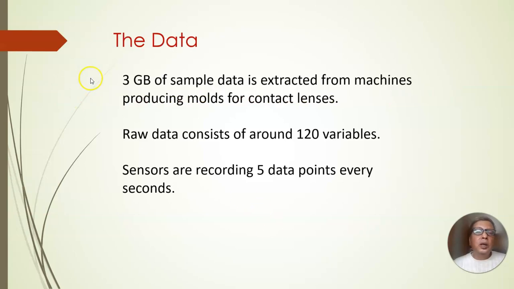So I'll start with the data. 3 GB of sample data is extracted from machines producing molds for contact lenses. Raw data consists of around 120 variables. Sensors are recording 5 data points every second. So this is the general description of the data.